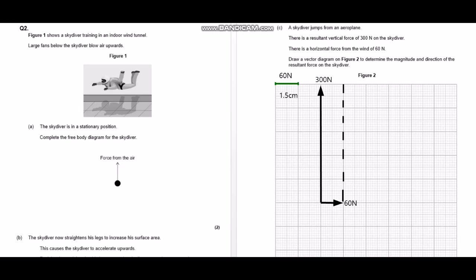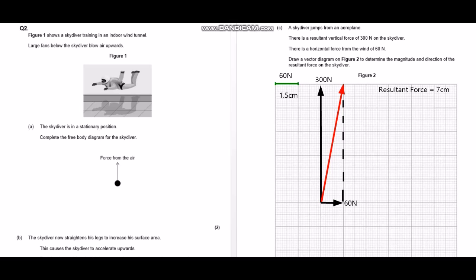Now the resultant force is going to be going upwards, but also to the right, because it's got a horizontal component and a vertical component, and I'm going to stop the force in line with that dotted line I've just drawn.